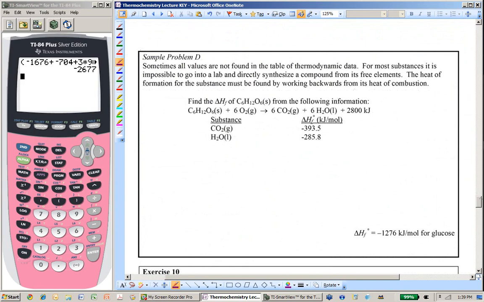Alright, so let's look at this one. Sometimes all values are not found in the table of thermodynamic data. Believe me, this is a favorite tack in the free response on the AP exam. So get good at this technique because you're going to have to do it over and over again when we start working AP problems. For most substances, it's impossible to go into a lab and directly synthesize a compound from its free elements. The heat of formation for the substance can be found by working backwards from its heat of combustion. So we want to find the delta HF of C6H12O6.